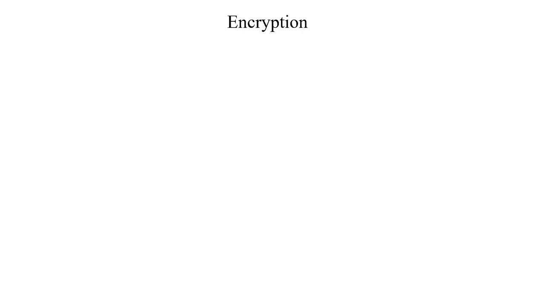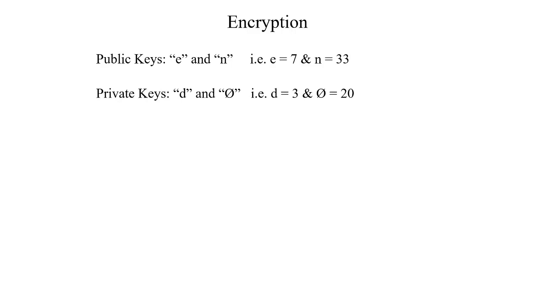Now we will see the process of encryption. So we have computed e and n in the previous slide. E is equal to 7 and n is equal to 33. E and n will be termed as public key. We have also computed d and phi. So d is equal to 3 and phi is equal to 20 in the previous slide. D and phi will be announced as private keys.